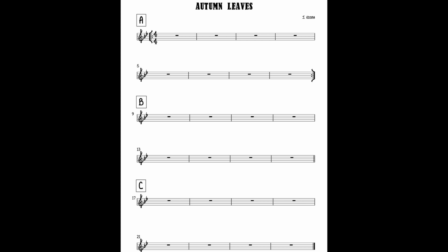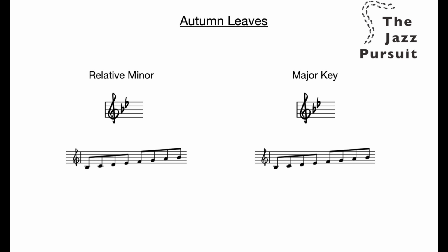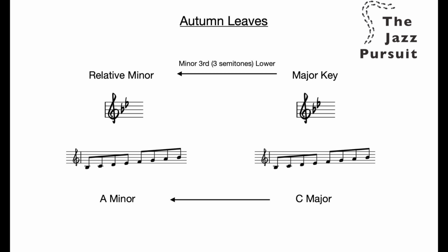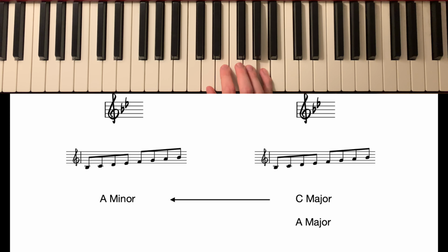Before we dive into the tune, we first need to understand the terms relative major and relative minor. Every major key has a relative minor, a minor key that has the same key signature and is made up of the same notes. The relative minor is a minor third or 3 semitones lower than our major key. For example, the relative minor of C major is down 3 semitones, A minor. So A minor has the same key signature and notes as C major, only starting on an A. Let's do another example. If we're in the key of A major, our relative minor is down 3 semitones, F sharp minor. So F sharp minor has the same key signature and notes as A major.